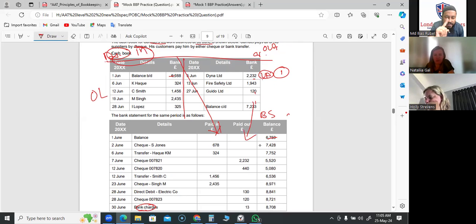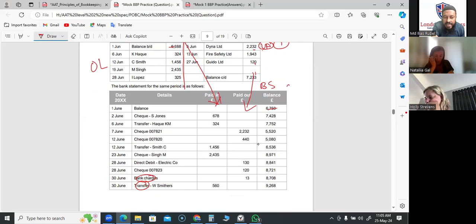So you see, K Huck 324 and 320, you can tick. It means it is recorded in the cash book and recorded in the bank statement. We don't need to do anything. C. Smith, 1456, 1456, tick, tick. M. Singh, 2435, 2435, all recorded. Don't bother about S. Jones because it's just the 1st or 2nd of the month. This came from last month, so we don't bother about it, nothing to do with it.